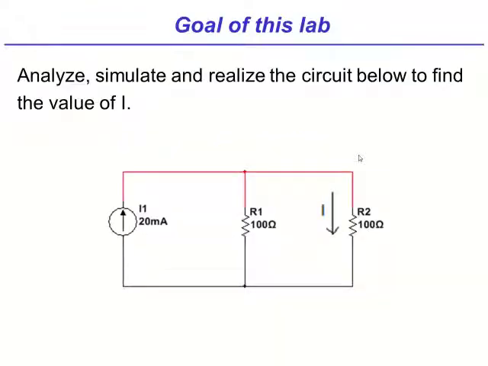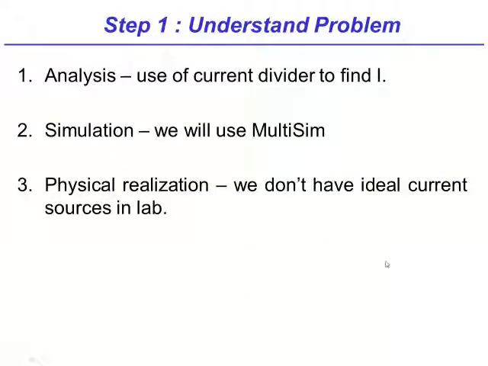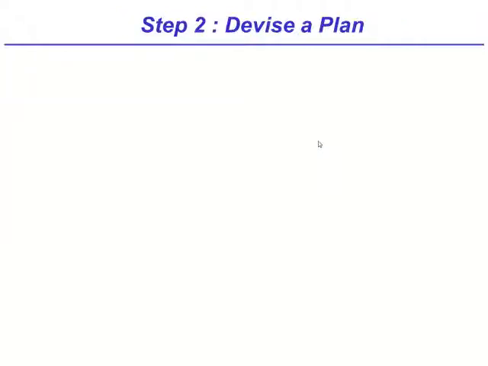Let's get started. The goal of this lab is to analyze, simulate, and realize the circuit below to find the value of I, that is the current flowing through resistor R2. The theoretical analysis is simple enough. We can use current dividers. For simulation, we can use Multisim. We don't have current sources in lab, do we? No, we don't, Amir, but we do have DC power supplies that have current limits. So we can use that functionality, but first we need to devise a plan.